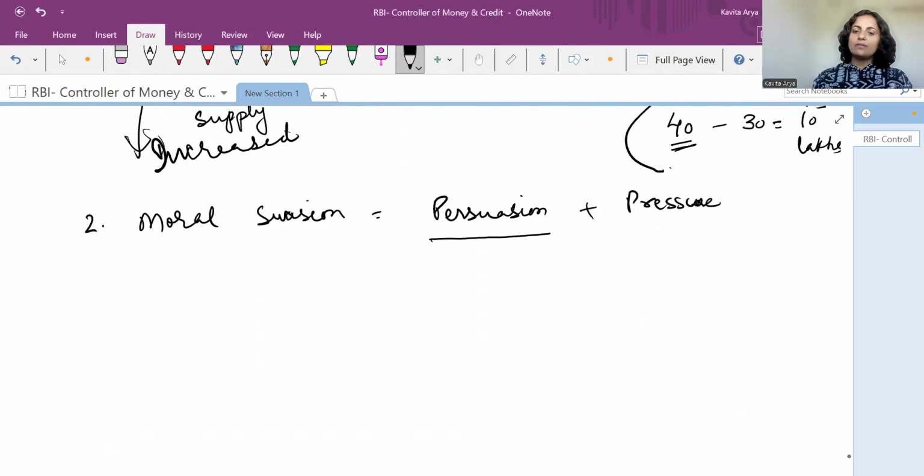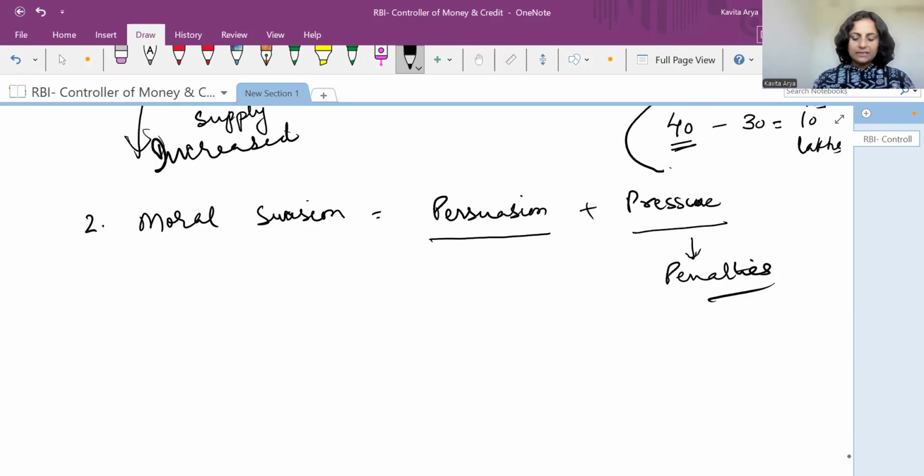At times, most of the banking units act by the rules and directives given by the RBI, but if at all there is some deviation, RBI is the apex authority, so it can pressurize them by imposing certain penalties or delisting them from the banking work. So moral suasion means that persuasion which RBI does for aligning all the banking units for the required situation.